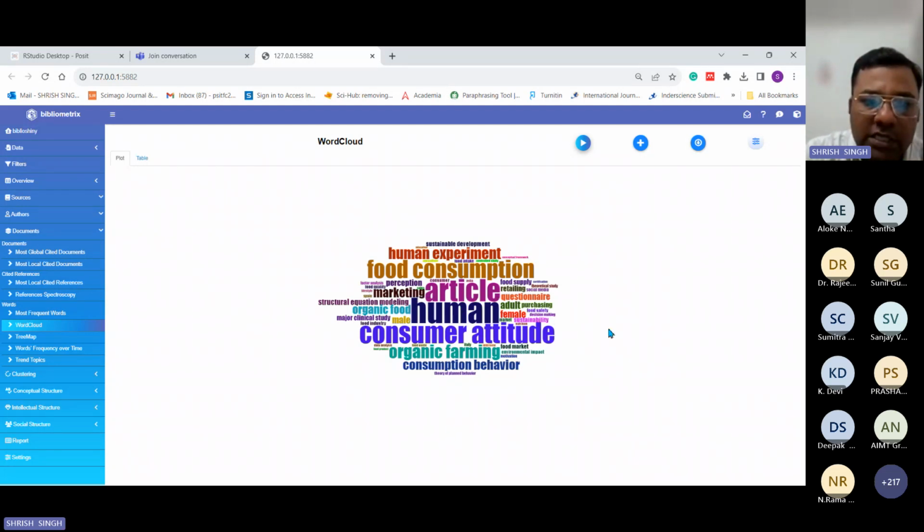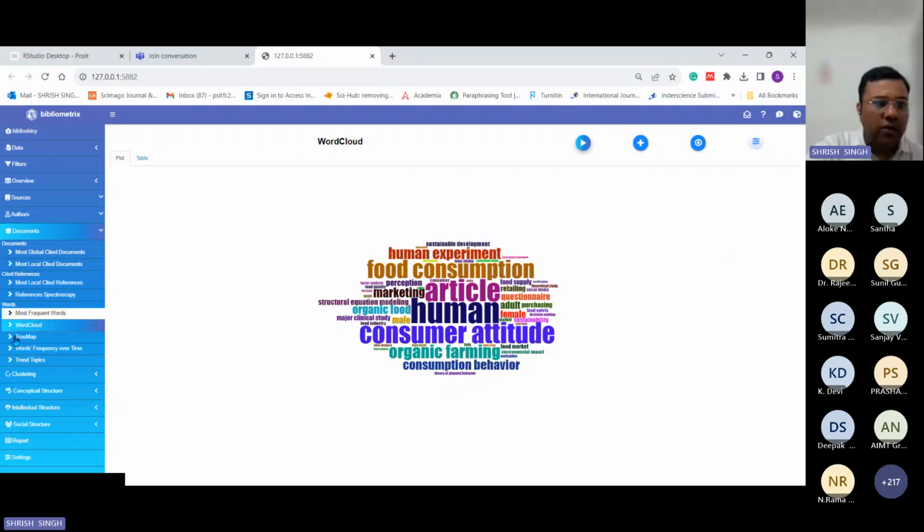You can put this in your paper also. You can download it from here and put it as it is in your research paper, or you can take a screenshot, or use the snip tool, cut it from here and put it in your research paper.